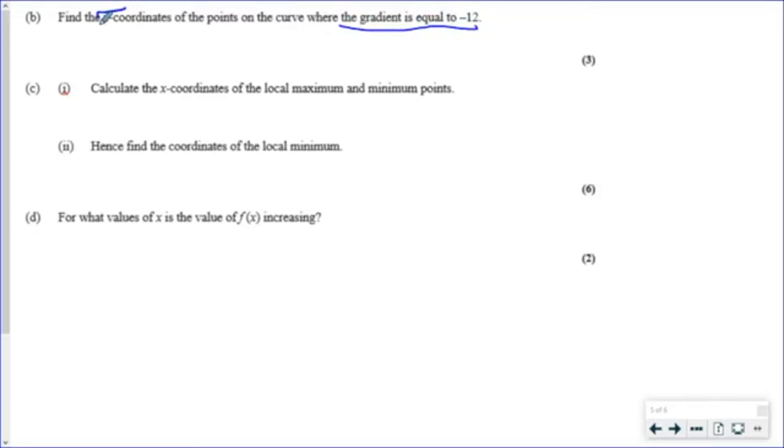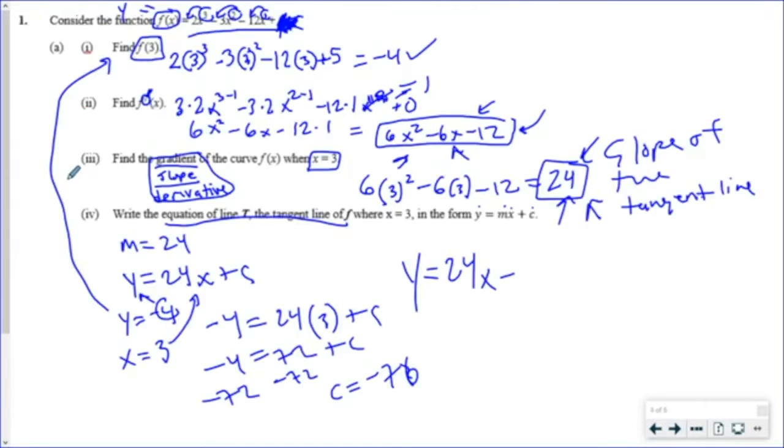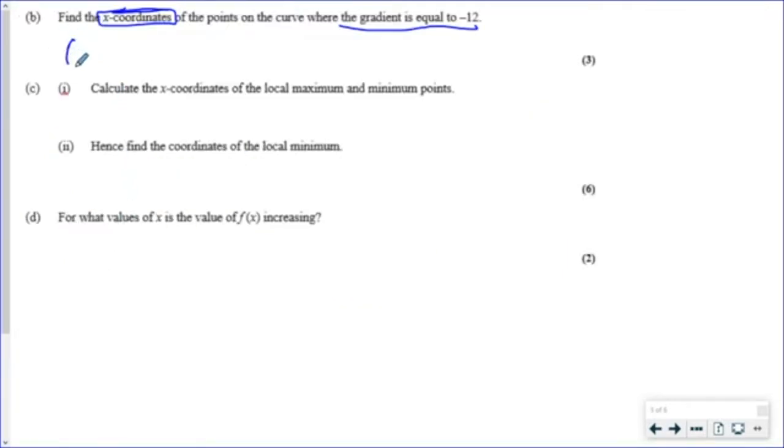Here, we don't know the x-coordinates. We have to look for them. So we're not plugging or substituting anything for x. We're looking for x. So here, again, we're going to be dealing with our derivative: 6x squared minus 6x minus 12. They're telling us the gradient, the slope, the derivative is equal to negative 12. So I want to set it equal to negative 12. Now we solve this. Algebra. So add 12 to both sides.